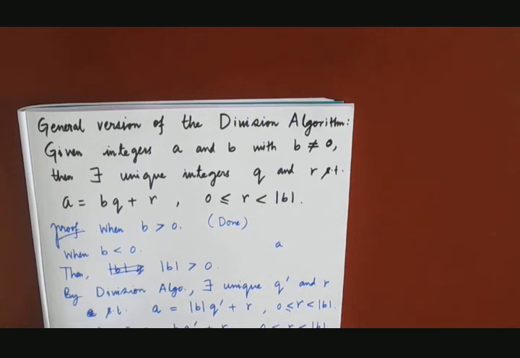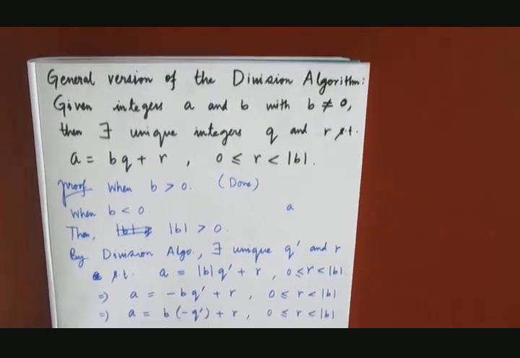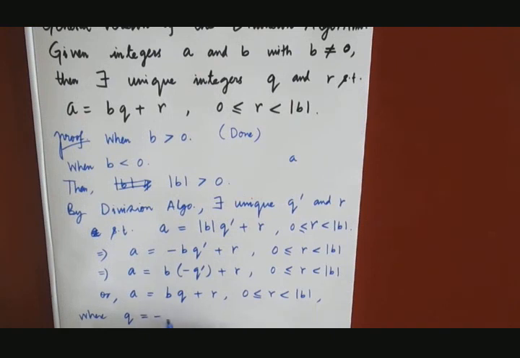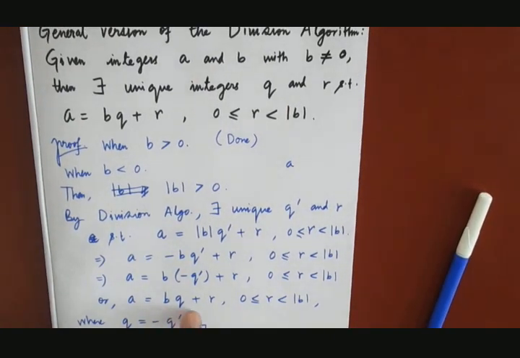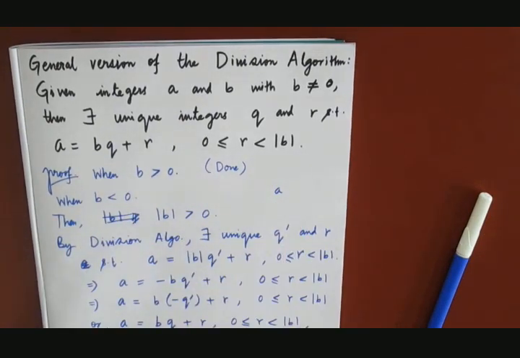And a can be written as b times minus q dashed, just manipulating things, or a can be written as b times, call this a new integer q, where q is equal to minus q dashed, and that completes the proof. You see, a can be written as bq plus r, and that is what I had to prove. So this completes the general version.